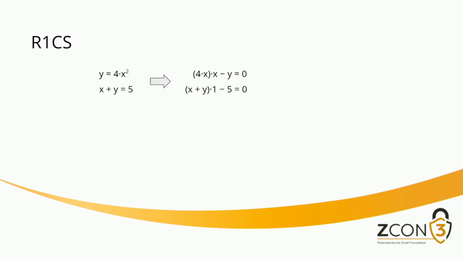We can write them into R1CS form, which is A times B minus C is equal to 0, where A, B, and C are linear combinations of the variables in your circuit.